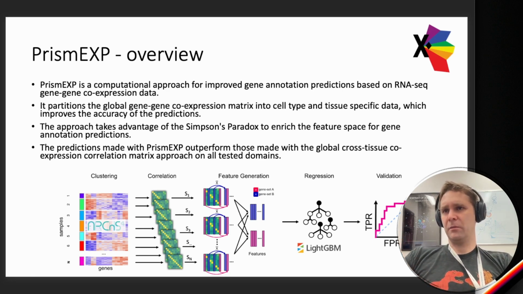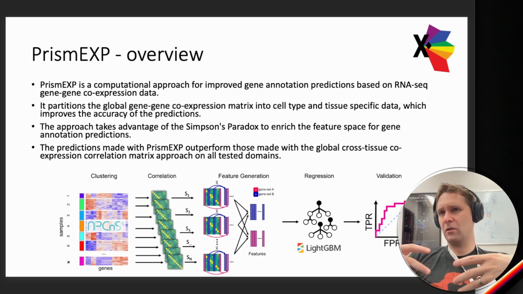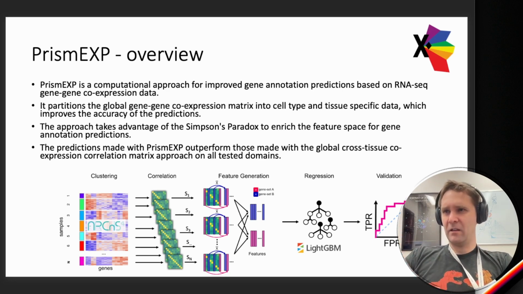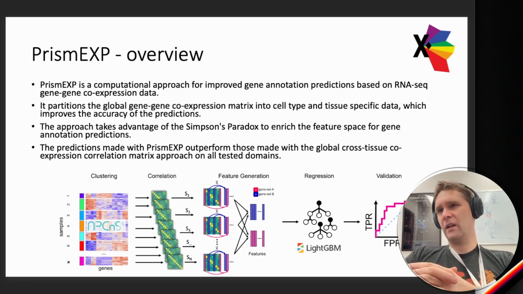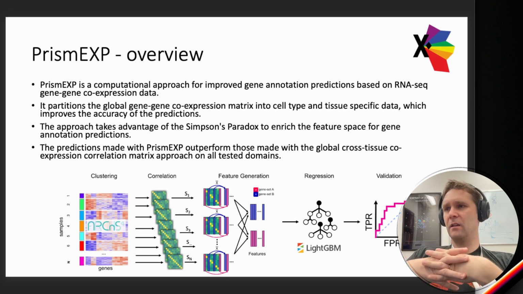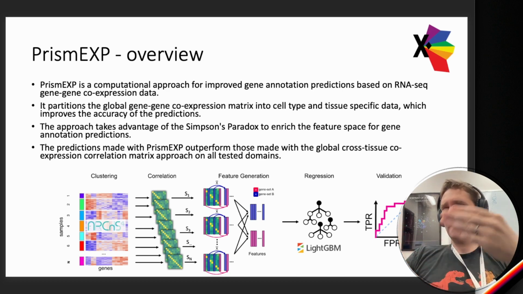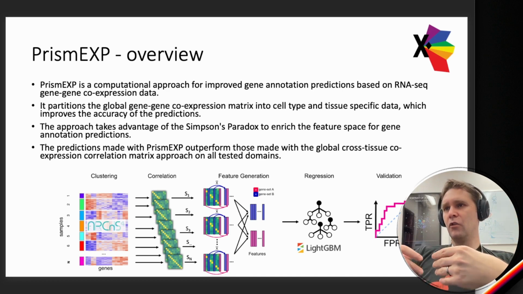And practically, PrismEXP can take 100 clusters or maybe 300 clusters or 1,000 clusters and then build the same amount of correlation matrices. So these correlation matrices then get condensed into a feature space that is then used in the LightGBM machine learning algorithm, and it tries to predict a gene and its annotation. And for that, it's using known annotations.